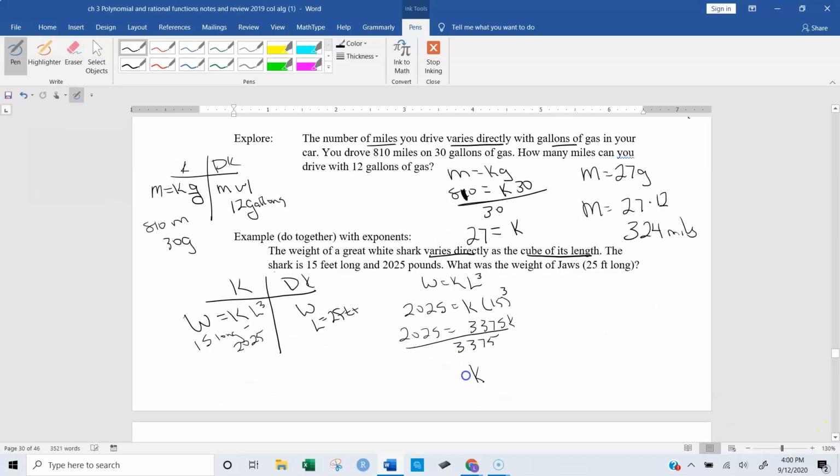And we get K is equal to 0.6. So my constant of variation is 0.6. So my true equation is weight is equal to 0.6 the length cubed. So now I'm going to give 25 feet long. So how much does Jaws weigh?